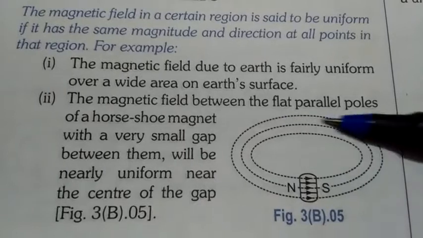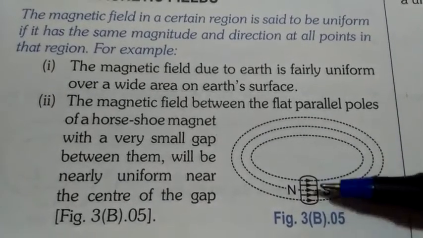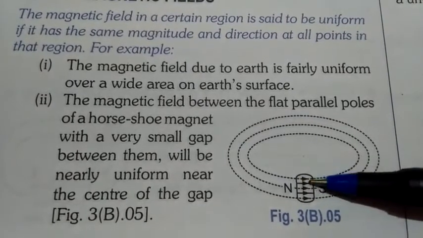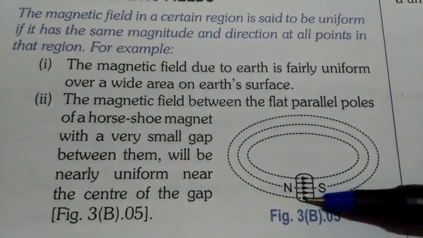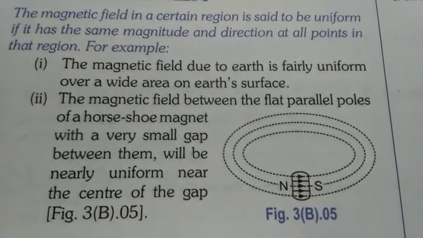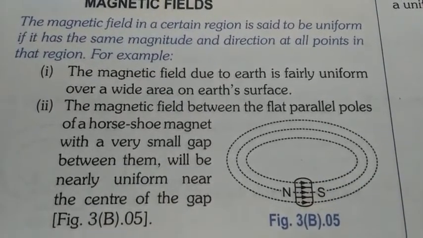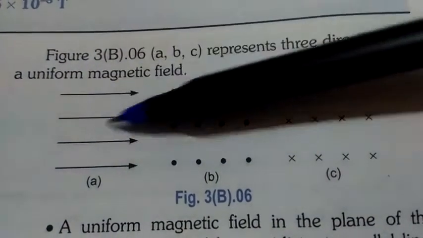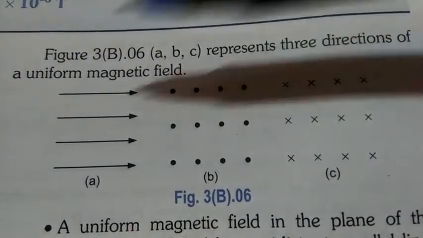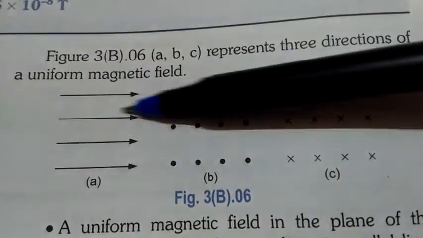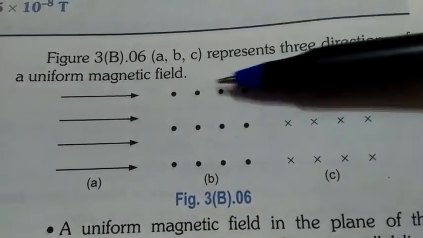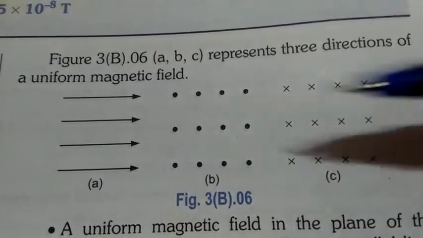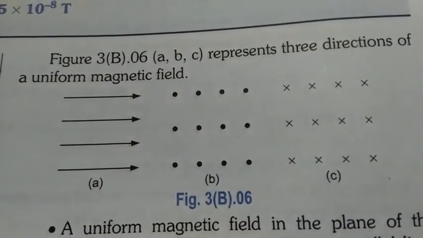So this is one horseshoe magnet. This is the N pole, this is the S pole, and the gap between them is very small. That time you can see the direction of field lines, they are parallel to each other. So here the magnetic field can be considered as uniform. A uniform magnetic field can be represented by these three types. First, either you can draw parallel lines. Second, dots aligned in one line, or the cross. So these are the three methods to show the uniform magnetic field.